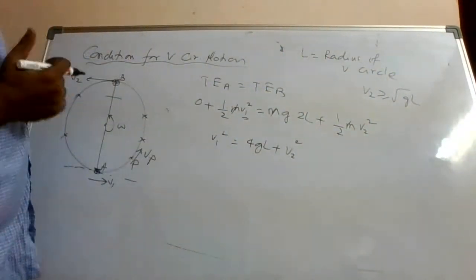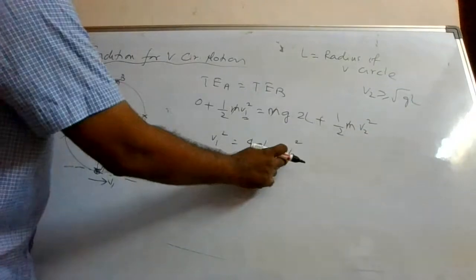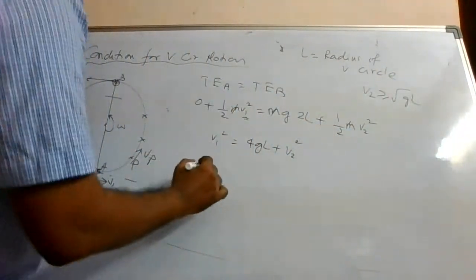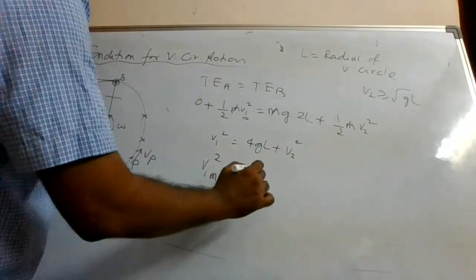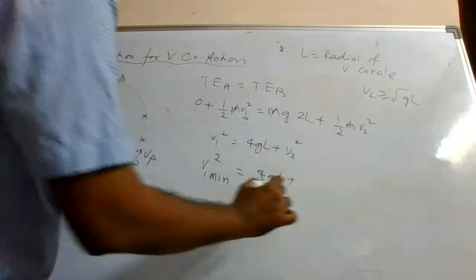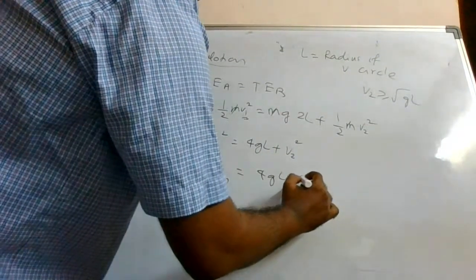So what will the minimum value of v1 become? v2 minimum value is gl. So v1 minimum square will be equal to 4gl plus gl.